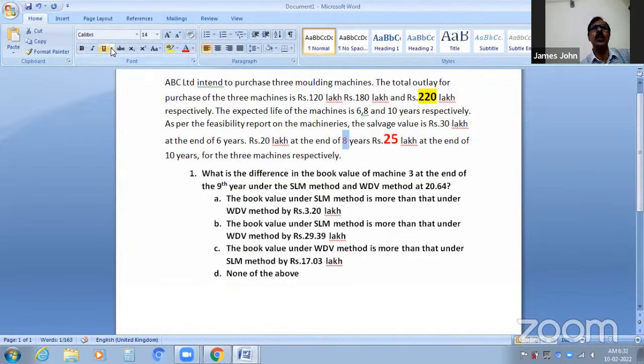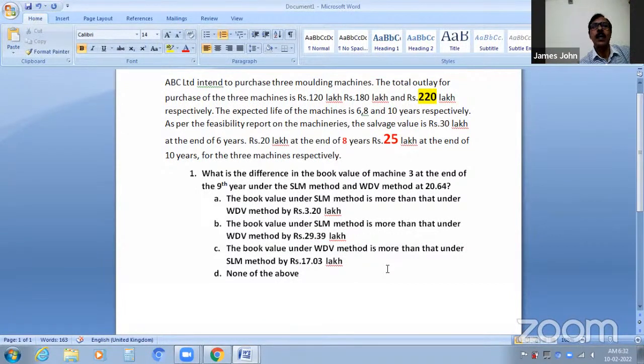Or you calculate 220 minus 25, 195. The useful life for the third machine is 10 years, so 19.5 lakh is per year depreciation. So what is the book value at the end of 9th year? Total depreciation for 9 years is 19.5 into 9. Or simply, it is 19.5 plus the 25 lakh. 44.5 lakh. Sir, am I correct?